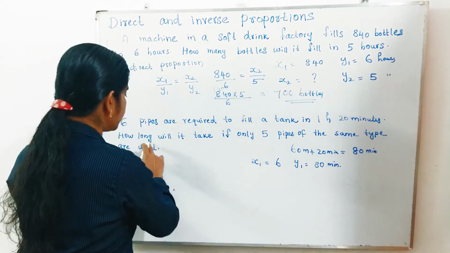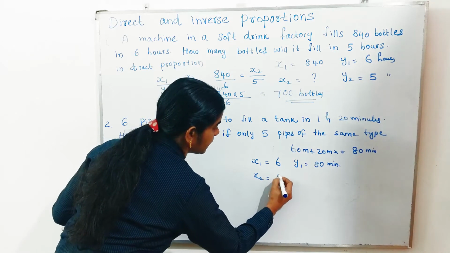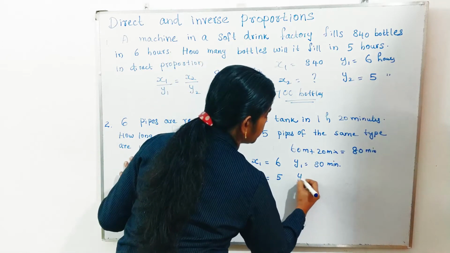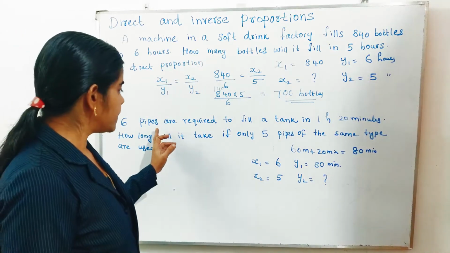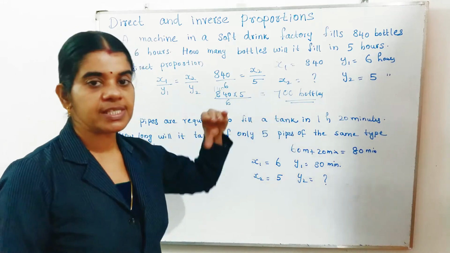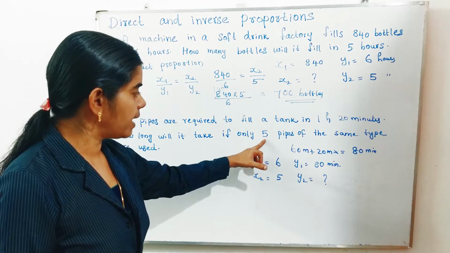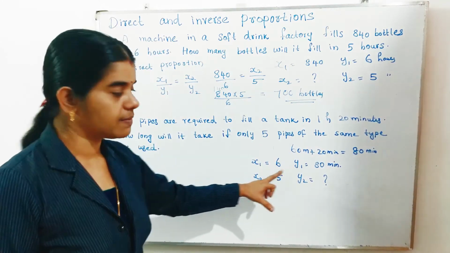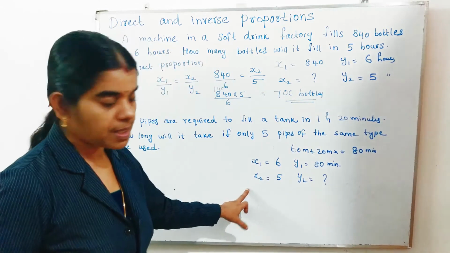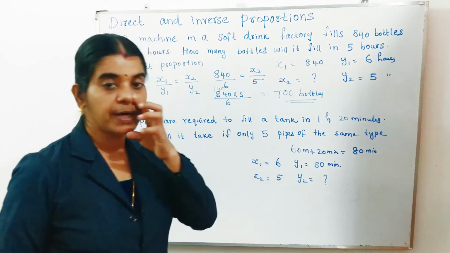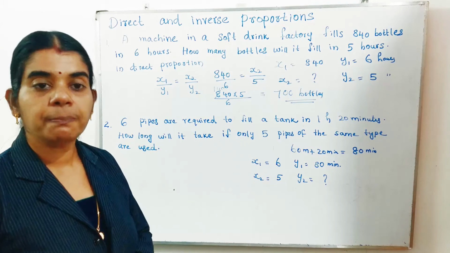80 minutes. Then, next 5 pipes are used. So, x2 is equal to 5 and y2 is how many minutes it will take, that you want to find out. So first I am taking x1, y1. In the first sentence itself we will get x1, y1. Then, corresponding x2 is 5. x1 we have taken 6 pipes. So, x2 will be the 5 pipes. y1 is the 80 minutes. Next y2: how many minutes it will take to fill the tank if 5 pipes are used.